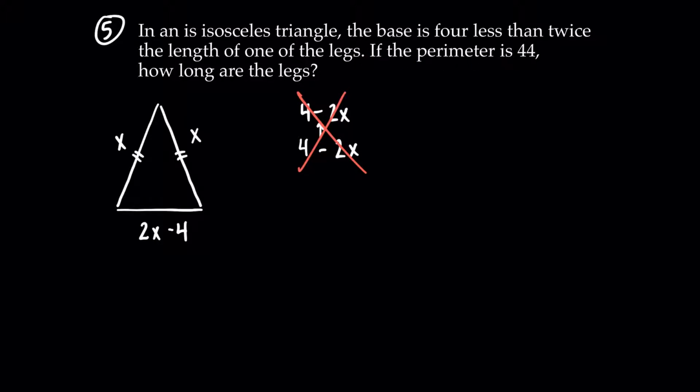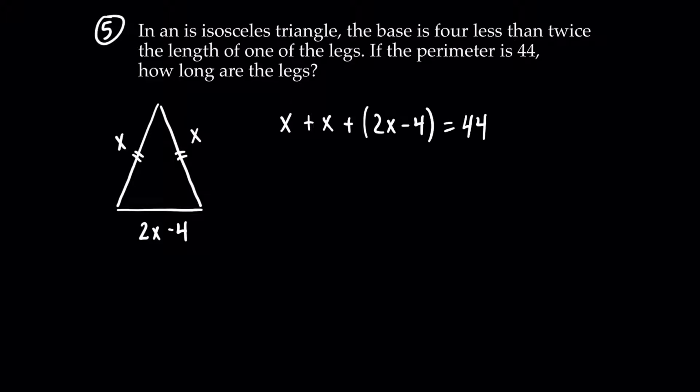Absolutely, that would be very helpful because what we're going to do is say that when we add up all of the sides, which we have an expression for, we don't know how long the sides are, but we know, hey, one of the sides is x, the other side is x, and then the base is 2x minus 4. Those are all the sides. When we add them together, theoretically, they're 44.